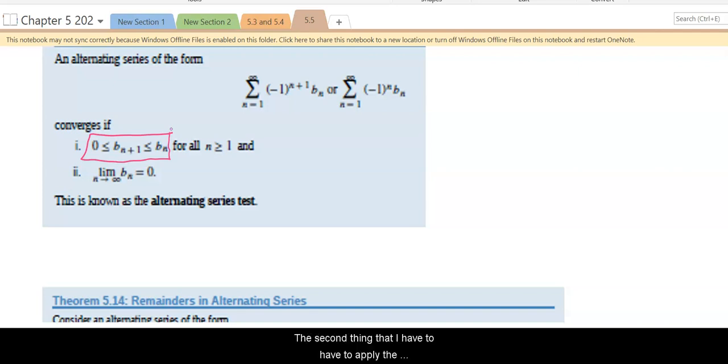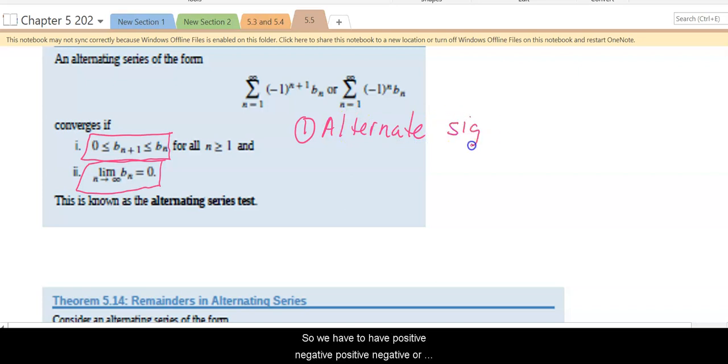The second thing that I have to apply the alternating series test is the limit of the sequence has to go to 0. That means there are two conditions in order to apply the alternating series test. Well, I suppose we could say 3. 1, it has to alternate, and it has to alternate in each successive term. So we have to have positive, negative, positive, negative, or negative, positive, negative, positive. Second, it cannot be increasing. That does not mean it has to decrease, but it can't go up in value.